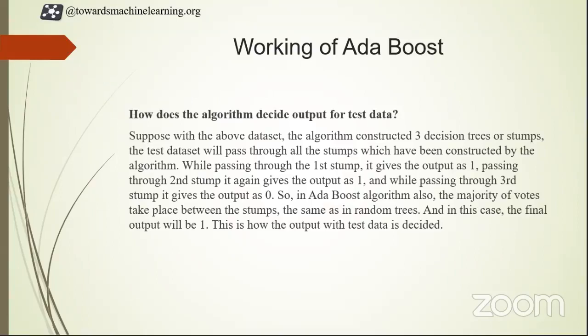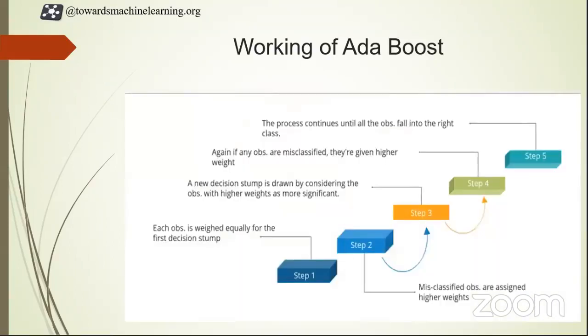The output which gets the majority of the votes between these stumps will be considered as the final output for the test data. Okay, this is how the output is decided for the test data. So this is the whole workflow of the AdaBoost algorithm. From step 1 till step 5 we have discussed all these steps, so I think there will be no problem in understanding them.